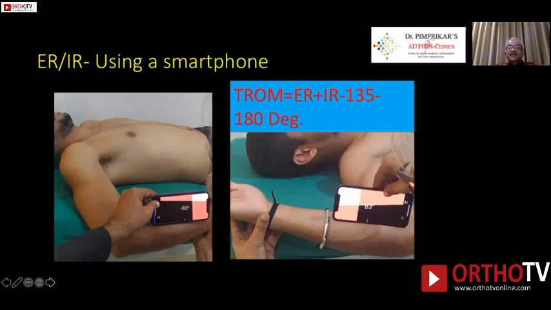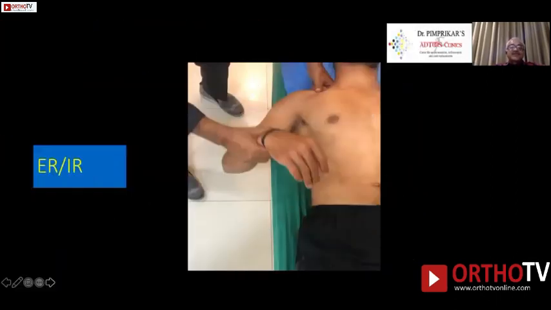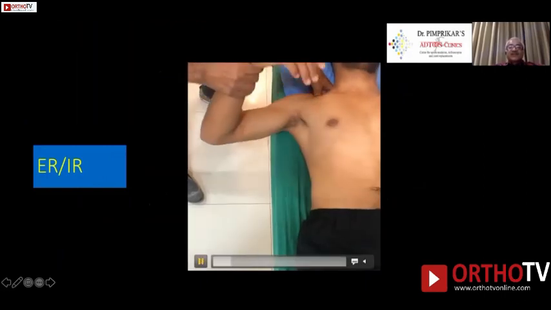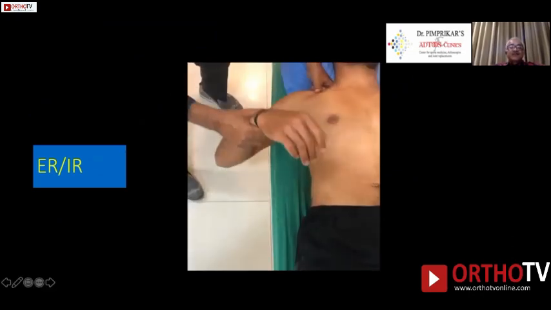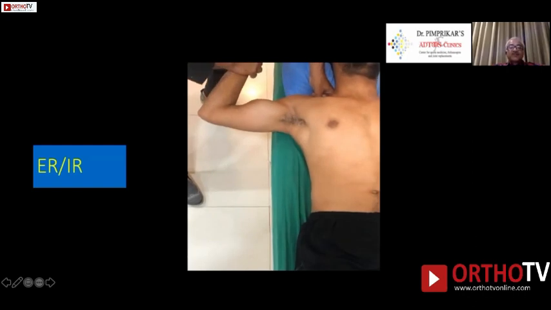The importance of this TROM is that if there is a side-to-side difference of more than 10 degrees, then it is said to be of clinical significance, or abnormal. An internal rotation deficit of 10 degrees alone, as compared to the opposite side, does not really signify abnormal shoulder pathology. So that is the way it is done in supine position. You stabilize the coracoid process and then perform external rotation to achieve the true external rotation occurring at the glenohumeral joint.